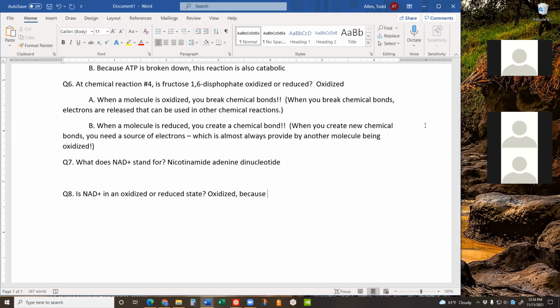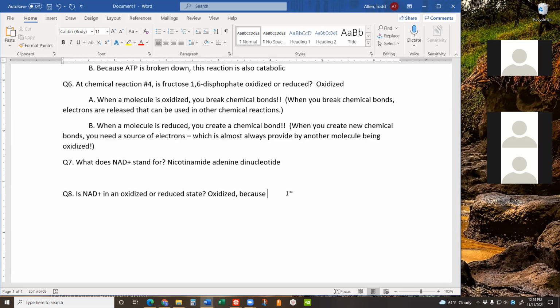So, folks, NAD plus is in an oxidized state. How do we know this? Because NAD plus has a plus charge. That means it has more positive charge than negative charge, because if it had equal positive and negative charge, it would be neutral. Since it's not neutral, it has more positive charge than negative, which means it has lost electrons.